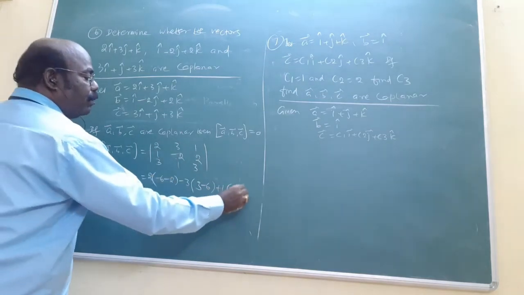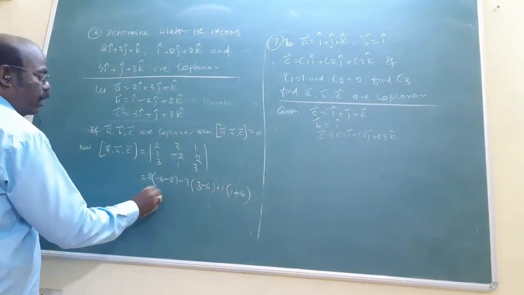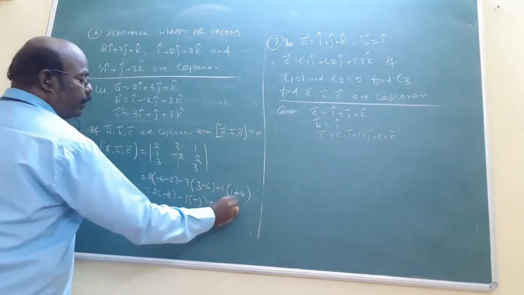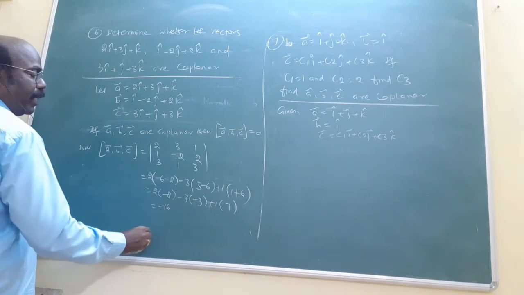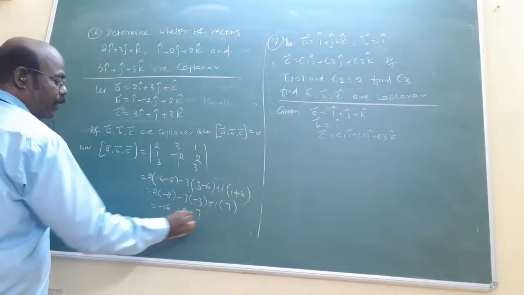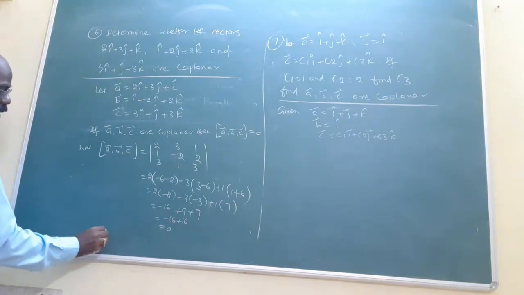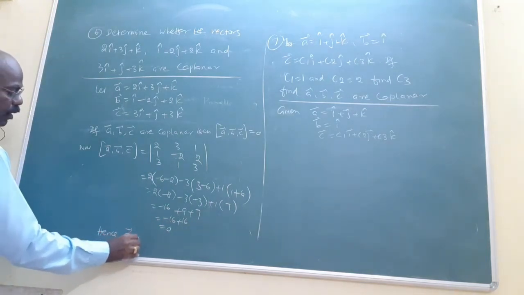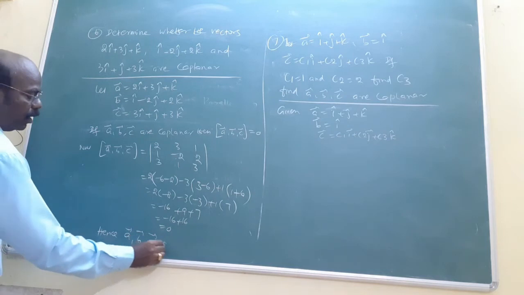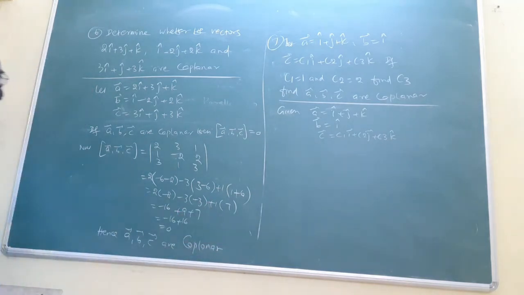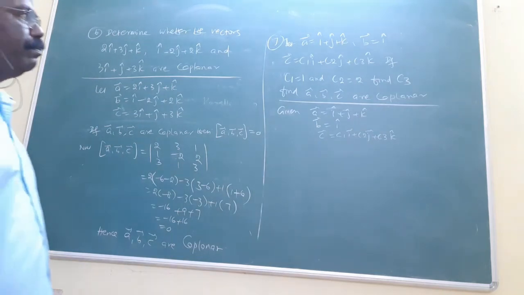Multiply 3 into minus 2, minus 6, so plus 6 will come. Now 2 into minus 8, 3 into minus 3, 1 into 7. Simplify: minus 16 plus 9 plus 7. Minus 16 plus 16, that is 0. Hence A vector, B vector, C vector are coplanar. Very simple concept. The same thing, one more problem.